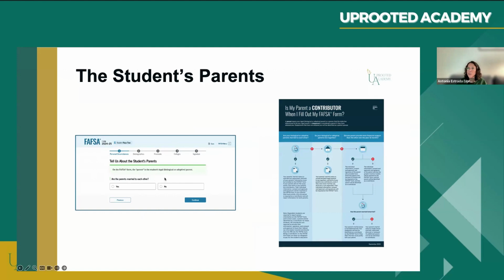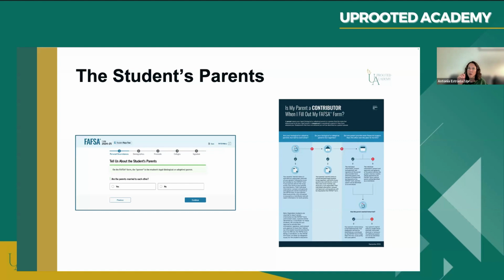These yes/no questions that students will encounter on the online form are also the same ones that appear on this infographic, which I've shared on previous webinars. I'm not going to go into all the questions here, but the questions are: Are your parents married to each other? Do your parents live together? Did one parent provide more financial support than the other over the past 12 months?